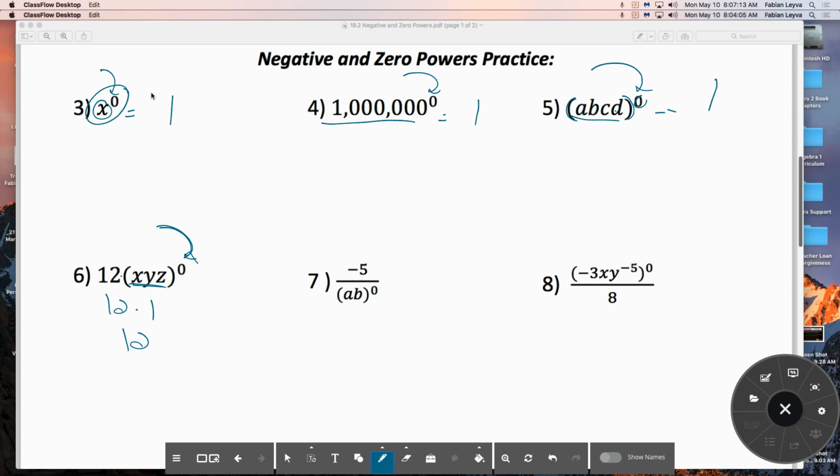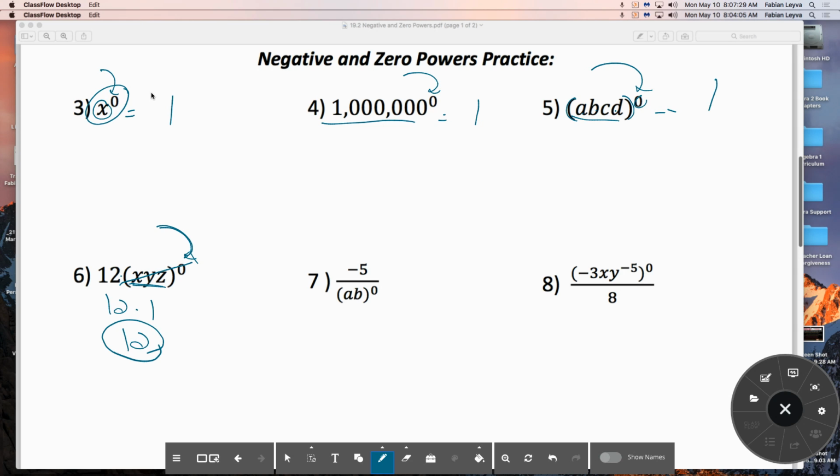A lot of students, what they like to do is when they see something raised to 0, they automatically like to just cross it out because it technically disappears. But there are times where that can get a little bit tricky, but it's very rare. But for the most part, that is something you could do. So this just equals a positive 12.